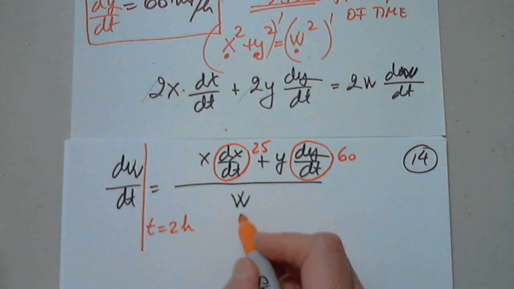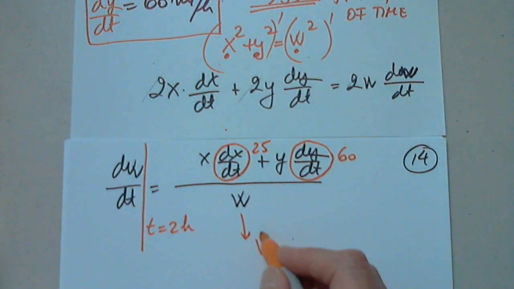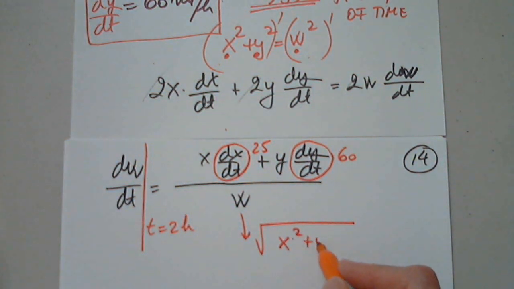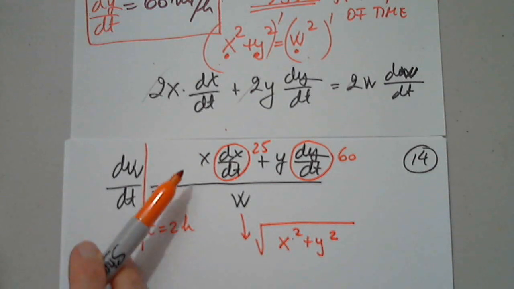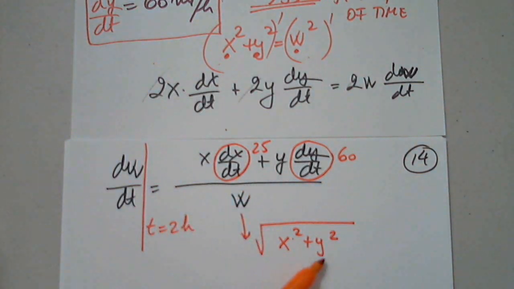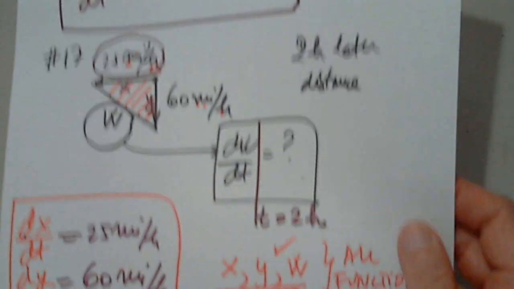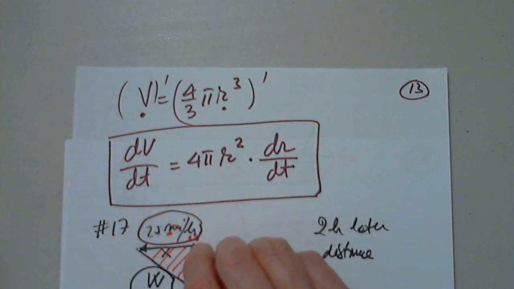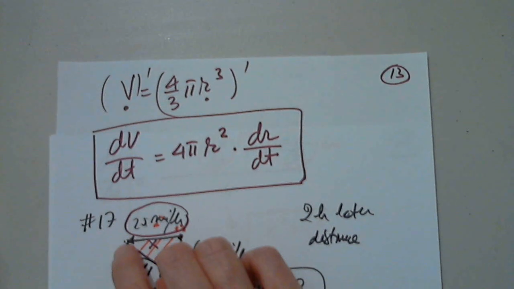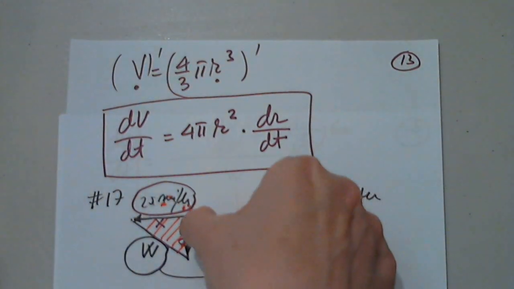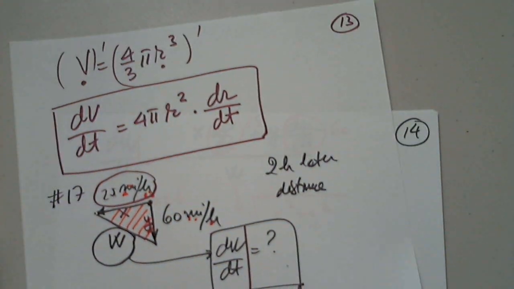I don't have w, but I know that w is the square root of x squared plus y squared. Once I determine x and y, I can plug them in. So this is uniform motion. It goes this way for 2 hours. What is the distance covered?